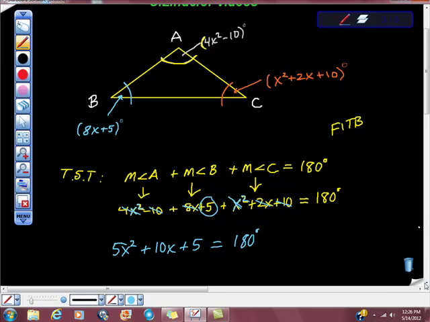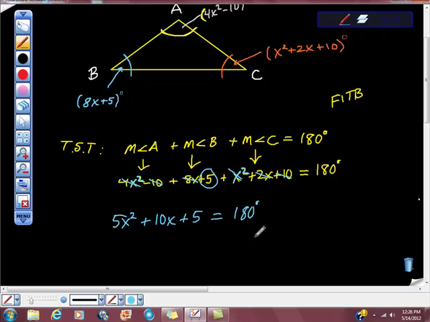From here, we're going to subtract 180 from both sides, which will give us 5x squared plus 10x. 5 minus 180 is negative 175, right? I'm using the addition equalities.